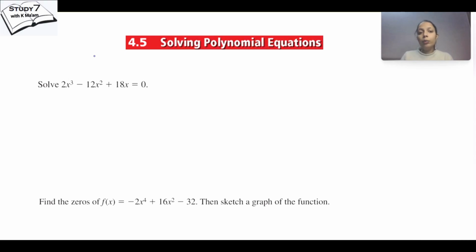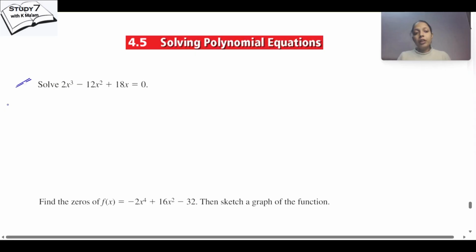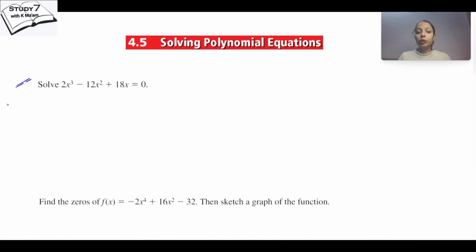Hello everyone, today we are starting 4.5. So in this exercise we have to solve polynomial equations. How to find the solutions of that? That is solving polynomial equations. Here the equation is given: solve 2x cubed minus 12x squared plus 18x equals 0.